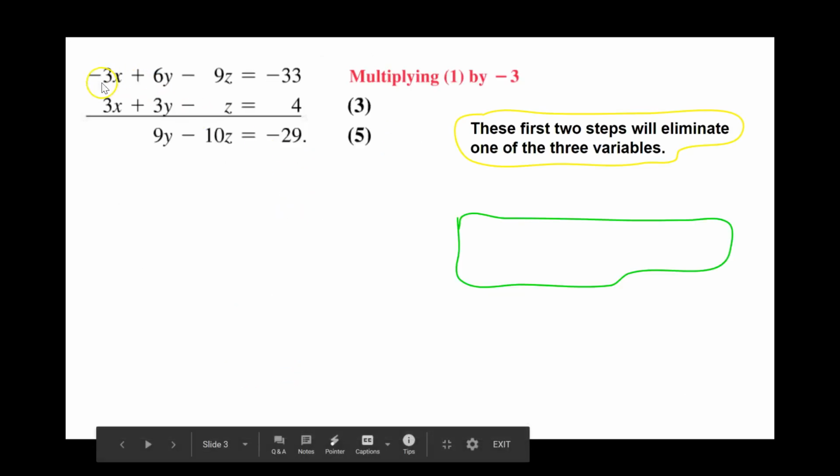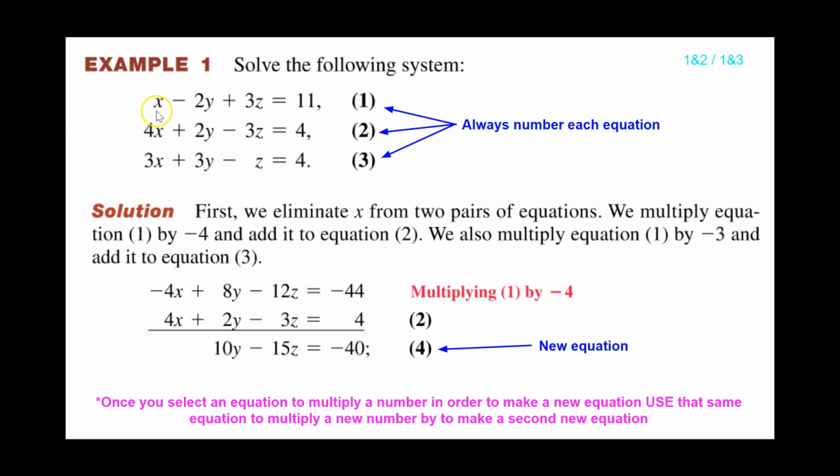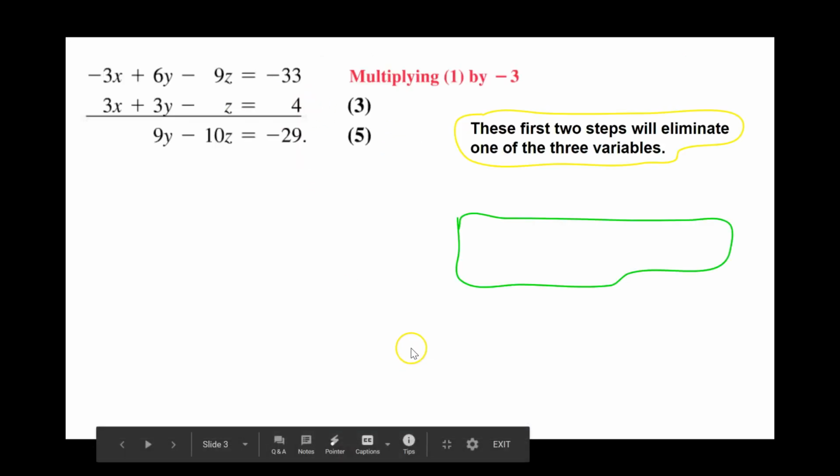So let's see what that looks like. Multiplying equation 1 by -3, and I'll go back so you can see. -3 times this gives us -3x. This gives us a positive 6. And -3 times positive 3 gives us a -9. And 11 times the -3 gives us a -33. So this is where we got these parts here.